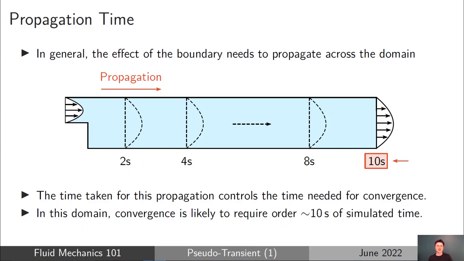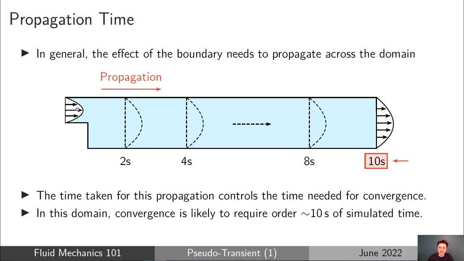And hopefully what this thinking has brought you to the conclusion is that what's going to be controlling the speed of the convergence of this calculation is going to be the time taken for the effect of boundaries to propagate across the domain. Now in this case, if you think of this inlet here where we've got a velocity inlet on the left hand side at some speed, then after 2 seconds we may have a velocity profile developing here in the domain, and then after 4 seconds here, and all the way through until the outlet of the domain taking about 10 seconds, for example.